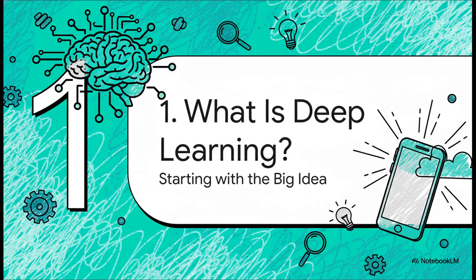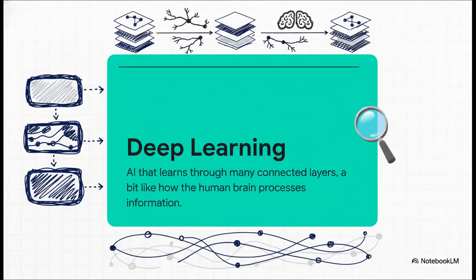Okay, so to understand how your phone sees you, we first have to wrap our heads around the big idea behind it all: deep learning. We're going to start with the main concept, which, and this is the cool part, is actually inspired by the most amazing computer we know, our own brain. At its heart, deep learning is just a type of artificial intelligence that figures things out by passing information through a whole bunch of connected layers. Now, what's really interesting here is that it's a lot like how our own minds work. It's not just about crunching numbers. It's about building understanding, piece by piece, layer by layer, just like we do.